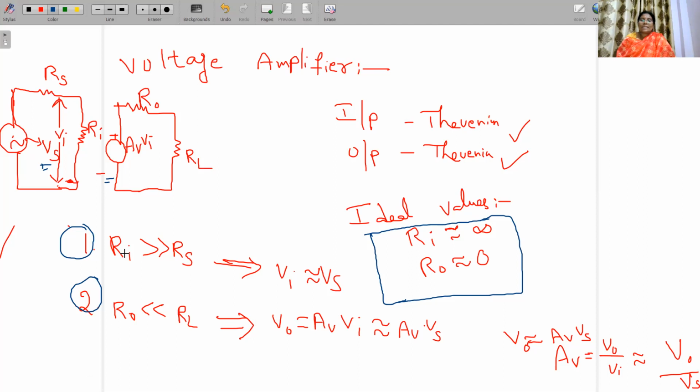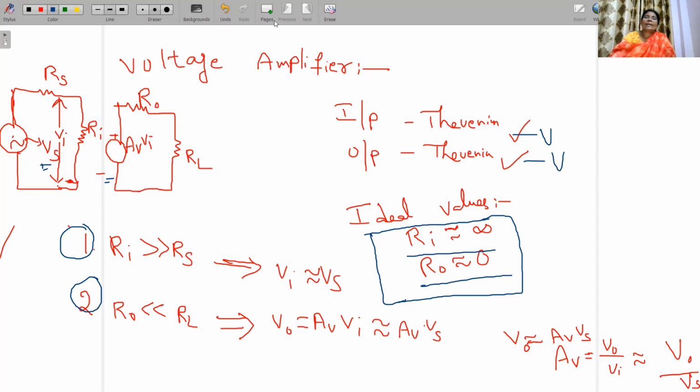Here the RL value is anyway high, and here the Ro value is less. So we have to take the ideal values Ri equal to infinity and Ro equal to 0. Here we have to represent both using the Thevenin equivalent model. In the Thevenin equivalent models, the input side is a voltage source and the output side is also a voltage source. All of you observe in the circuit diagram. This is about the voltage amplifier. Any doubts in the voltage amplifier?